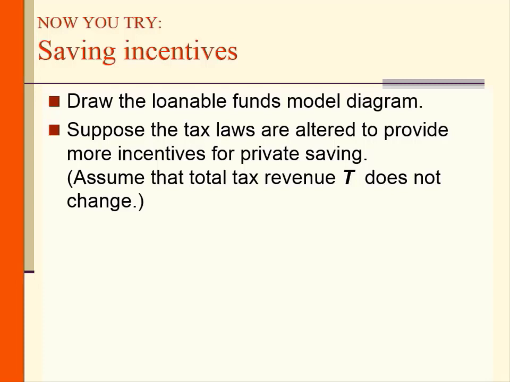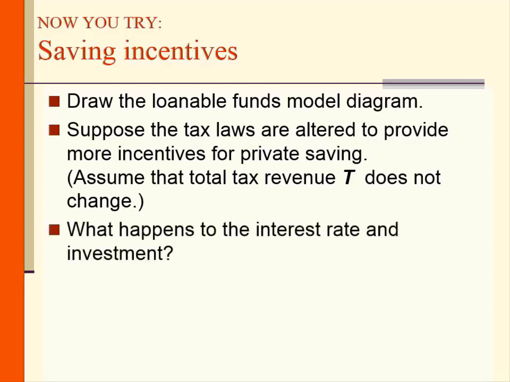So in other words, we assume there's no effect on public savings. So the idea is it only affects private savings. Then what would happen to the interest rate and investment as a result of this? So the key here is to draw a supply and demand model we just saw, initial equilibrium, and then see which curve shifts which way. That's the key.